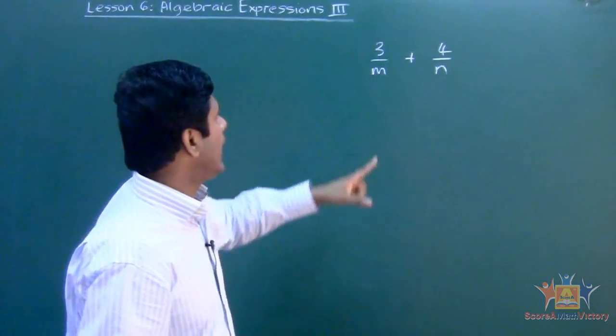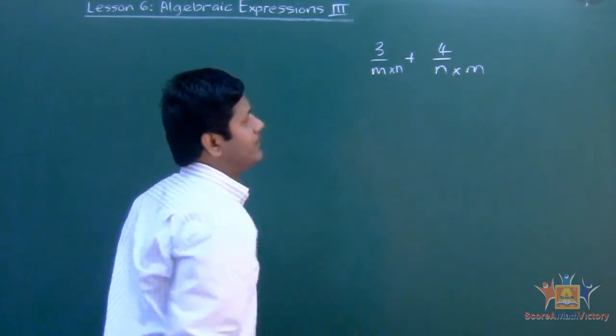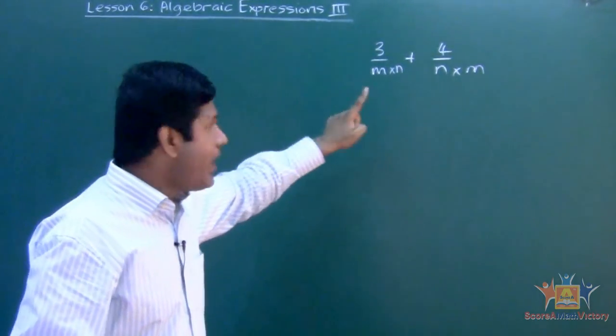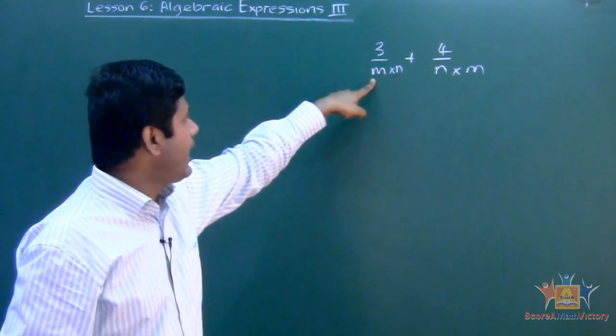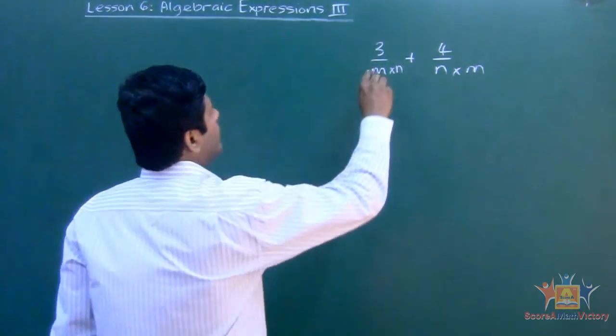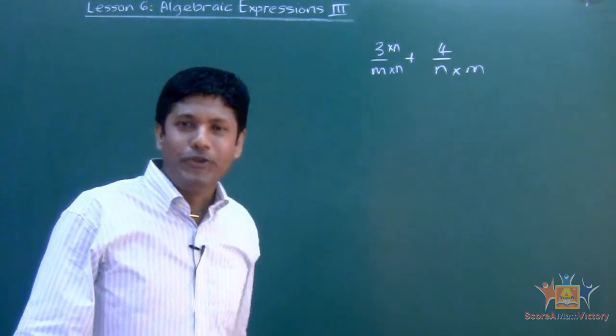So how about if I multiply this by n and this by m? Now look at that, mn. If I multiply the denominator by n, what do I do to the numerator? Also n, very important, okay? You got to be fair, okay? If you do it for the denominator, you got to do it for the numerator as well.